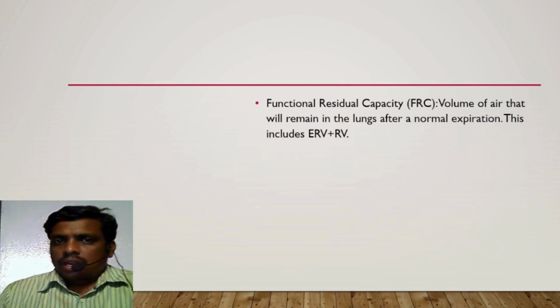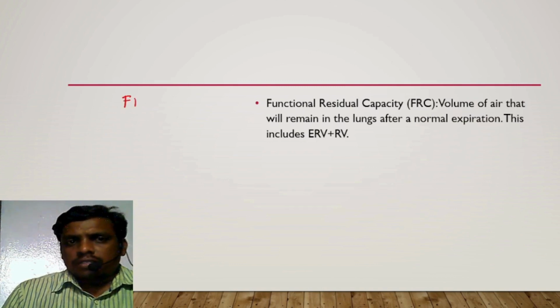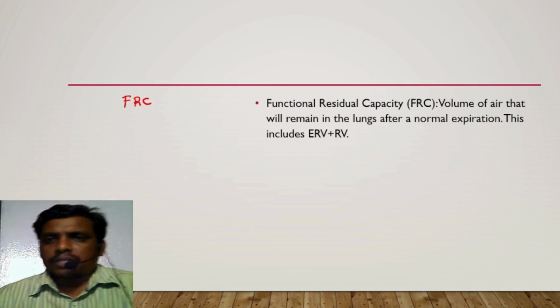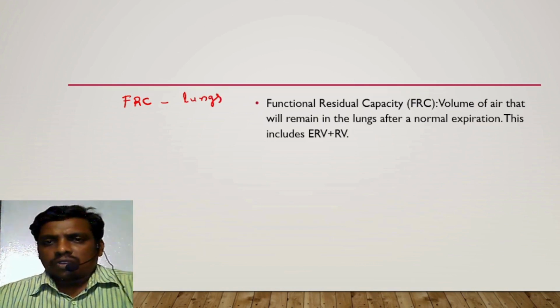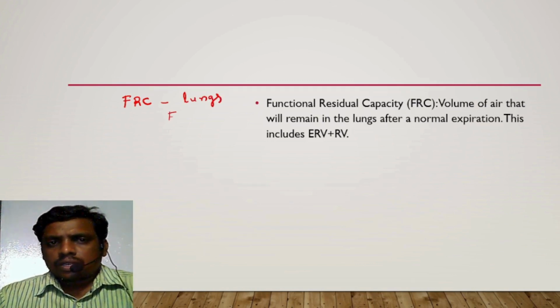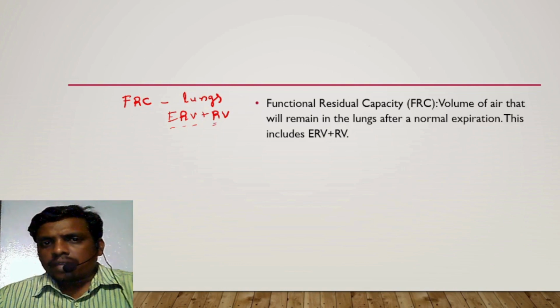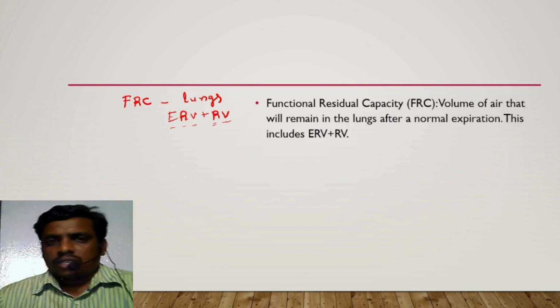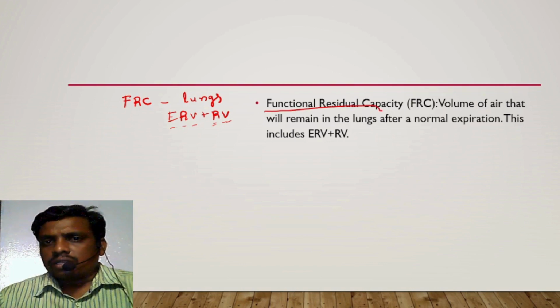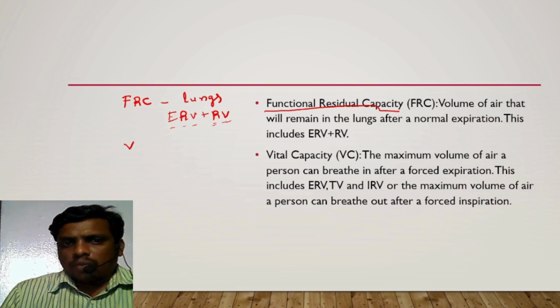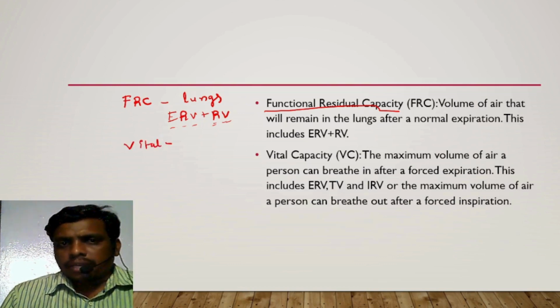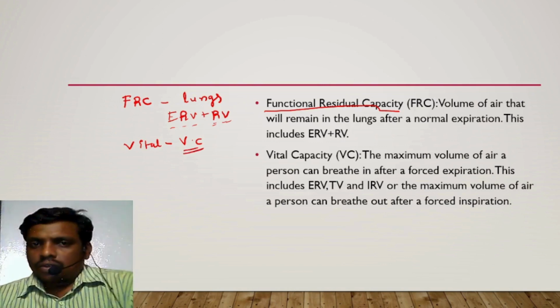Okay. Next one is functional residual capacity. What do you mean by that? The volume of air that will remain in the lungs after normal expiration. This includes ERV plus RV, expiratory reserve volume plus residual volume, which is considered as functional residual capacity. And one more capacity, vital capacity, indicated by VC, a very important volume capacity.